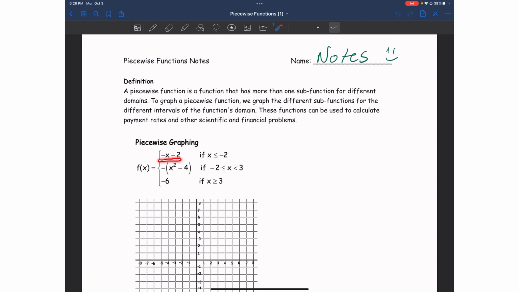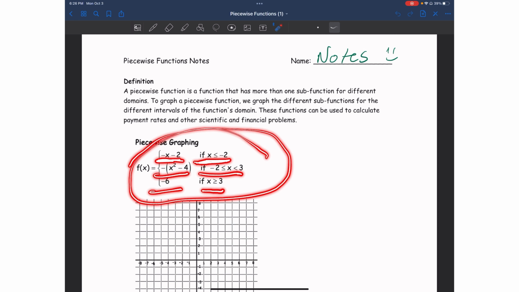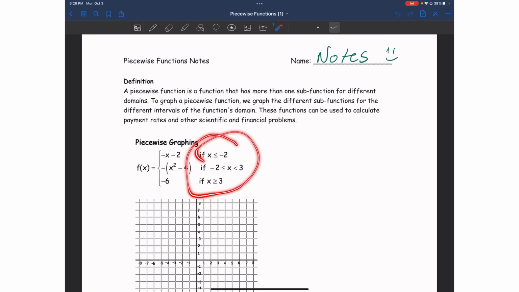As you can see, you have a piece of the equation, and then you have the domain that applies to that specific piece of the equation. So since on this equation we have three different pieces, we're going to have three different domains that are being applied to the equations on the left of the domain restrictions.